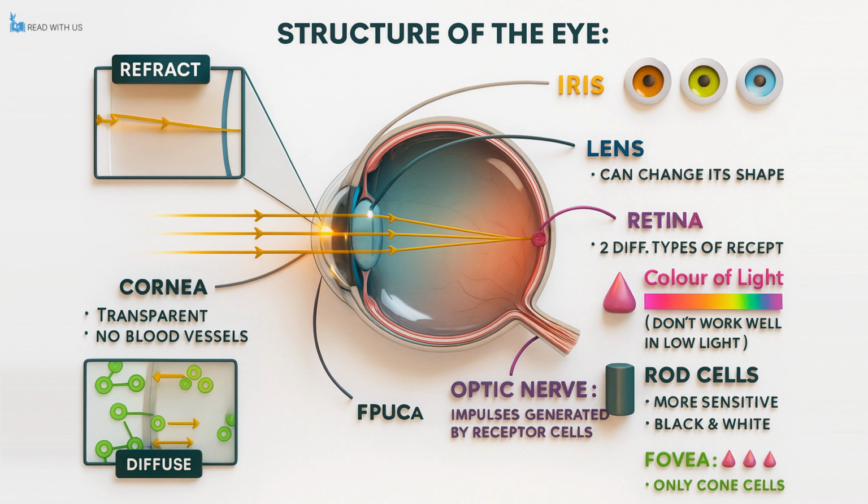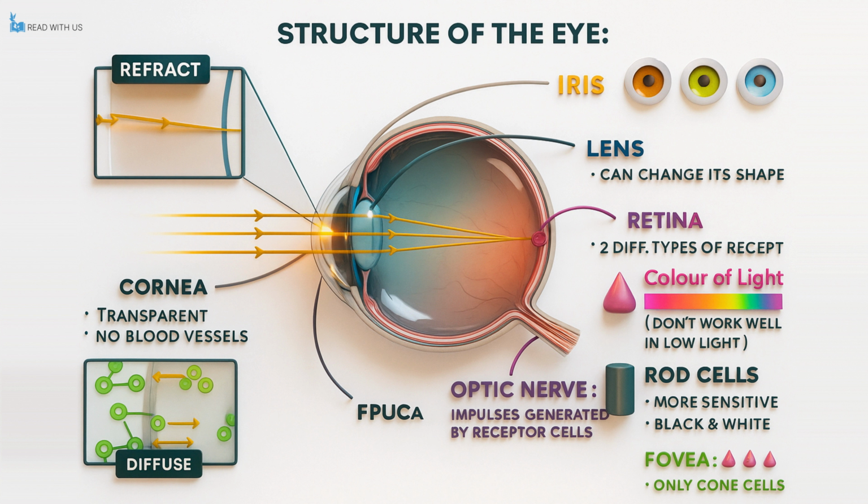The lens, located just behind the pupil, also refracts light like the cornea, but with the added ability to change its shape. This flexibility enables the lens to adjust the strength of its refraction, ensuring that light is precisely focused onto the retina, which is the light-sensitive layer lining the back of the eye. The retina is composed of two main types of specialized receptor cells, cone cells and rod cells. Cone cells are responsible for detecting color and operate effectively in well-lit environments, allowing us to see the full range of vibrant hues. However, they are less useful in dim lighting.